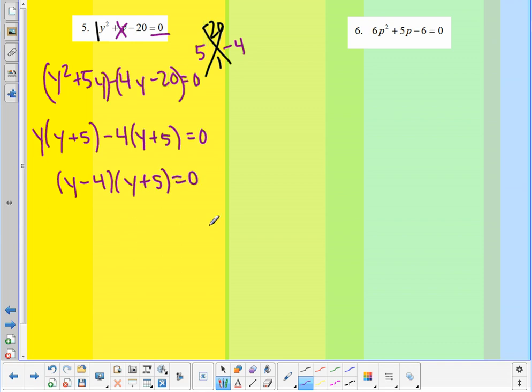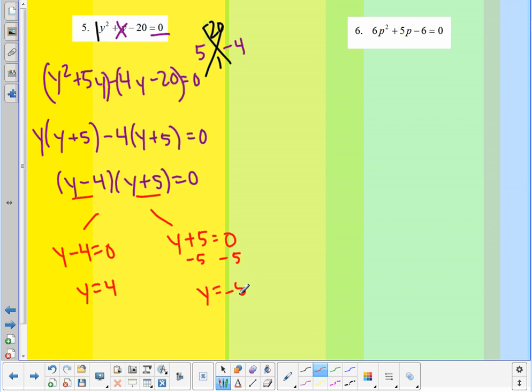So now here's where the solving part comes into play. Set them each equal to 0 and solve. Y minus 4 equals 0. That's y equals positive 4. Y plus 5 equals 0. Subtract the 5. That's y equals negative 5. So your two solutions are negative 5 and 4.